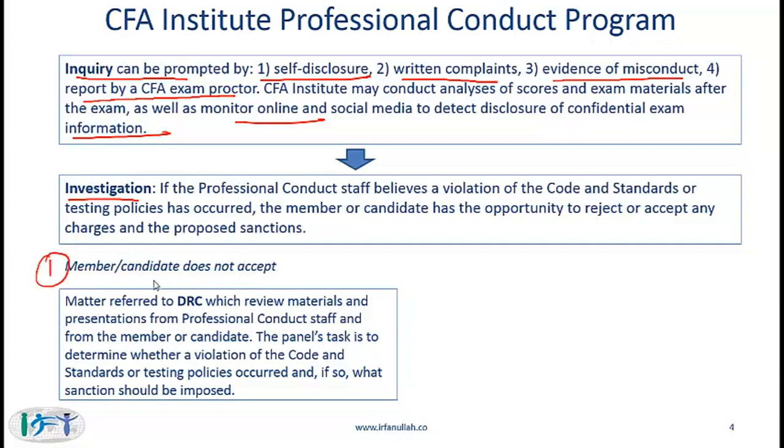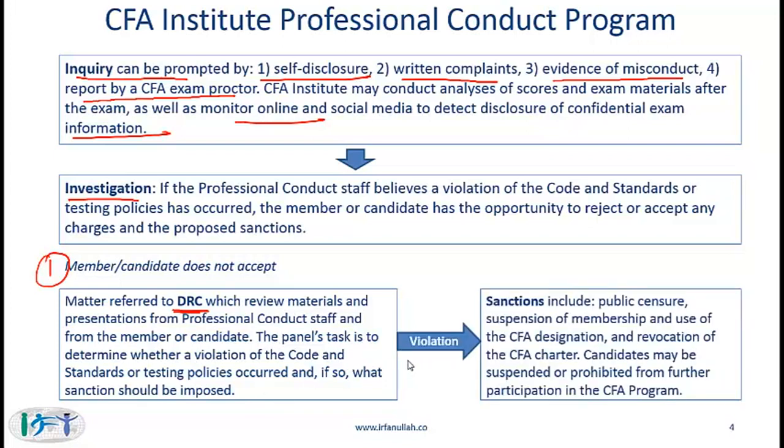Let's start with this scenario first. The member or candidate does not accept. Then the matter is referred to the DRC. This is the Disciplinary Review Committee, which reviews materials and presentations from professional conduct staff and from the member or the candidate. The panel's task is to determine whether a violation of the code and standards or testing policies occurred, and if so, what sanctions should be imposed. In a sense, the DRC is acting like the judiciary here. So it is getting information from the candidate, getting information from the professional conduct staff, and then deciding what needs to be done.